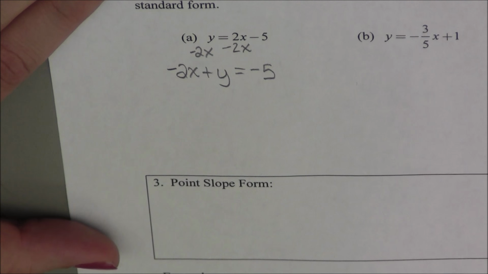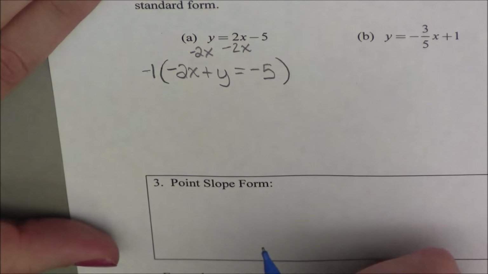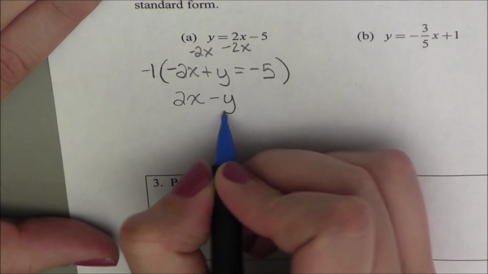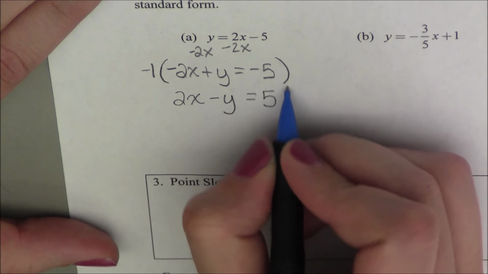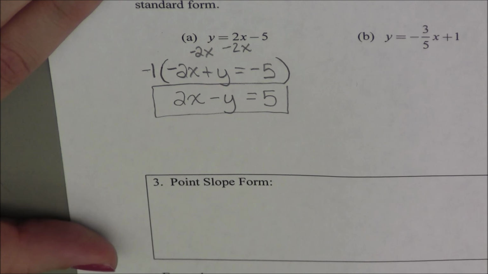Step 3 is to make sure a is positive. A is currently negative as a -2, so we're going to multiply everything by -1. I'll distribute that -1 for a positive 2x, a -y, and a positive 5. So my answer, 2x plus y equals 5.